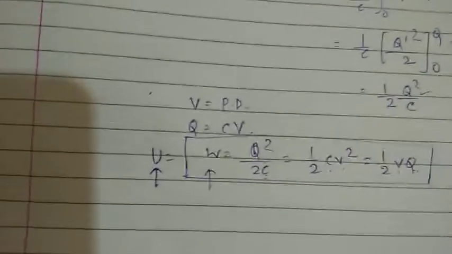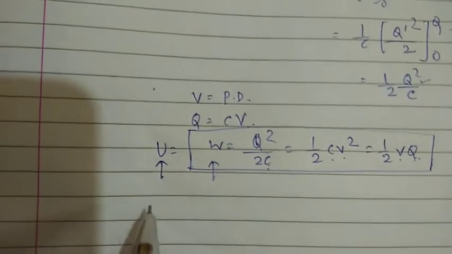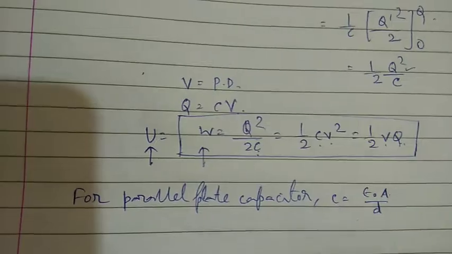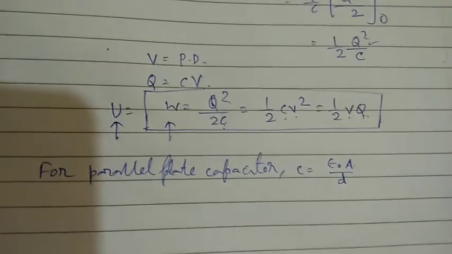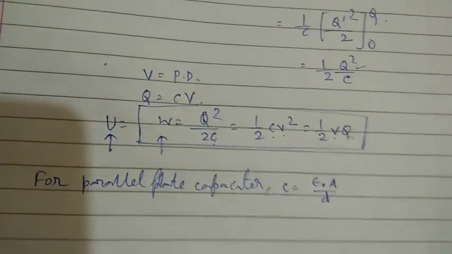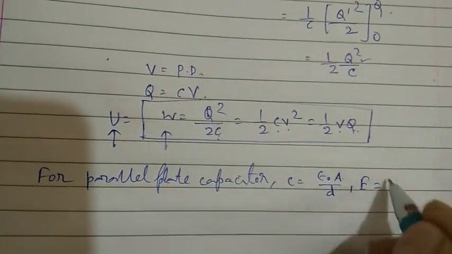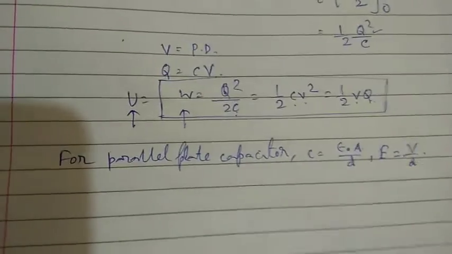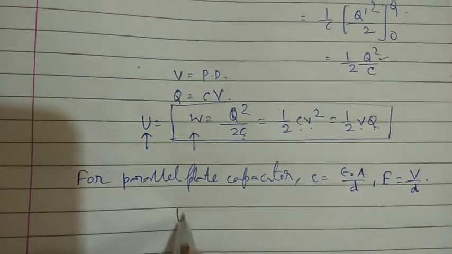For that, simply consider a parallel plate capacitor. For a parallel plate capacitor, the value of capacitance is epsilon naught A by D when there is no dielectric medium, and if the potential difference between the plates is V, we can write the electric field, taking the magnitude, as equal to V by D. Now we will put these values in the potential energy equation. You can take any of the equations. Let me take half CV square.